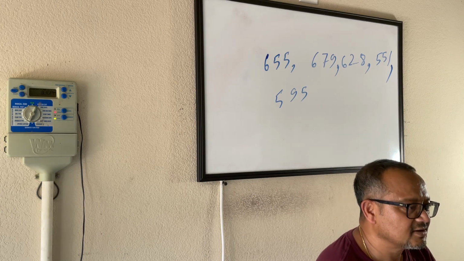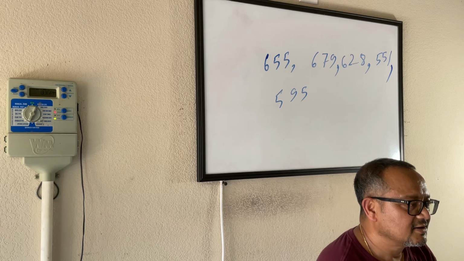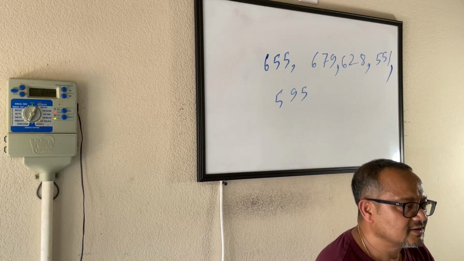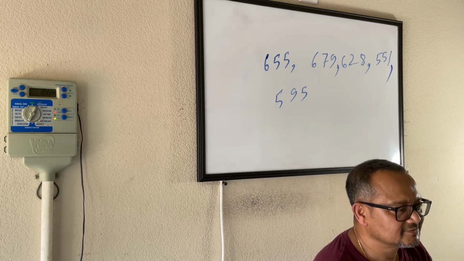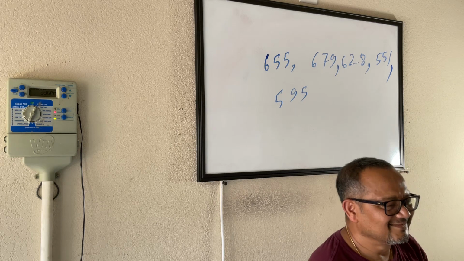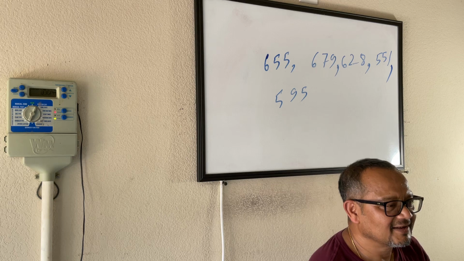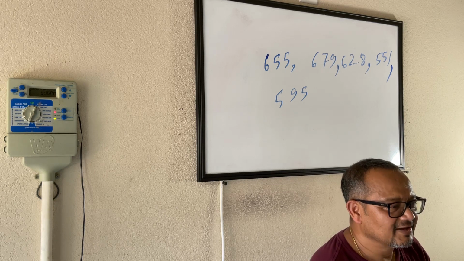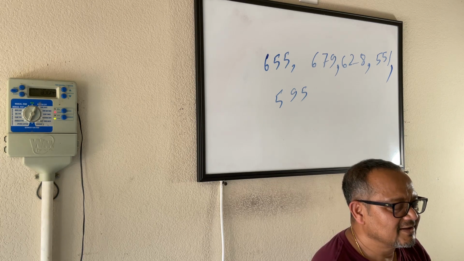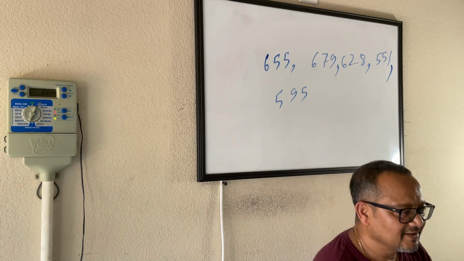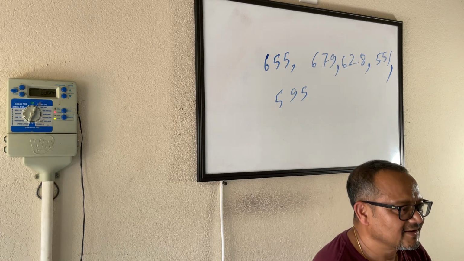551 would be what we would start with. Then 595 is what would be in the middle, and then 655 in the middle after, and then the biggest one of all is 679.